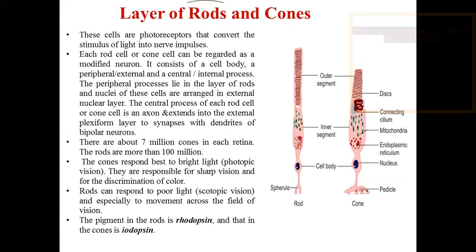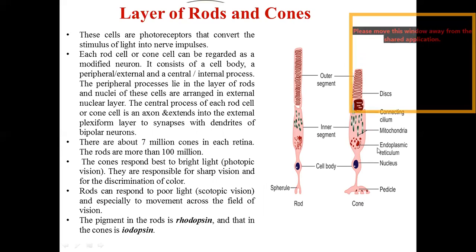Next layer is layer of rod and cone. So here you can see structure of a rod, structure of a cone. These are the ones which are responsible for color vision, rods and cones. They are photoreceptor cells. They convert the light into nerve impulses. Each rod or cone cell is regarded as a modified neuron as they convert light into impulses.